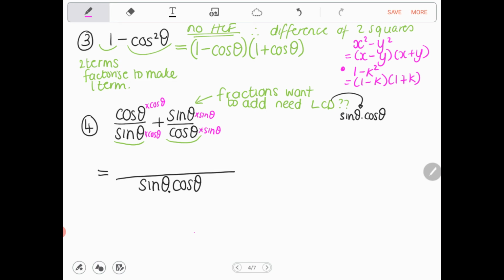Okay, so it's just like normal fractions. What do I do to the bottom? Now I must do the same thing to the top. Okay, so what's going to happen here is sine times cos would be your sine cos at the bottom, and cos times cos would give you cos squared theta. And sine times sine would give you sine squared theta.